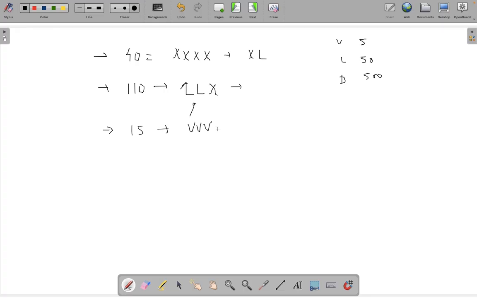Okay, 15. Can we write 15 as V, V, V? No, sir. Why? But why is this incorrect? Because VV is X and we can't repeat V again, the second rule. Yeah, very good.